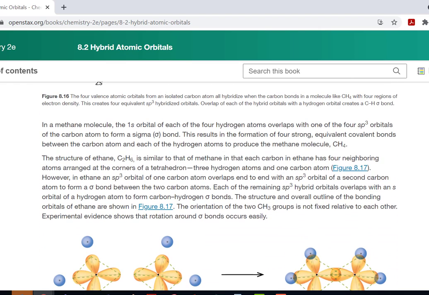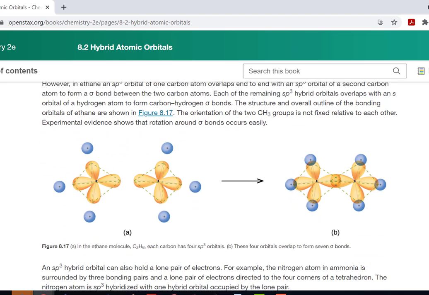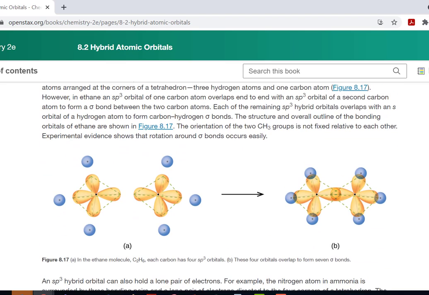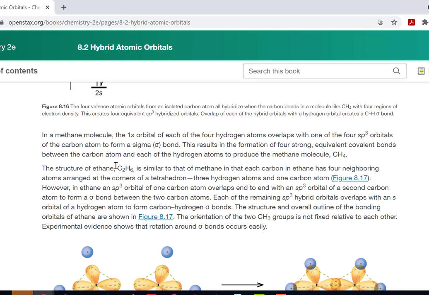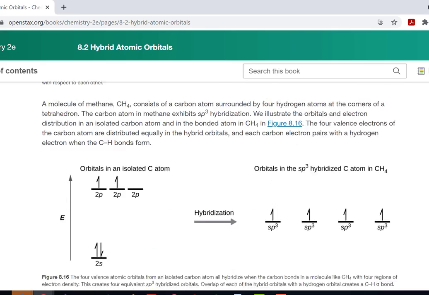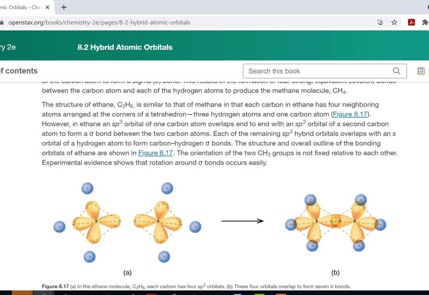So here we're showing an example of how this would work. This is showing ethane, which has the structure C2H6. You don't have to remember how to name that. Don't worry about that. But you should be able to, if you're given C2H6, draw the correct Lewis structure for that, and then from that come up with what we're discussing here.